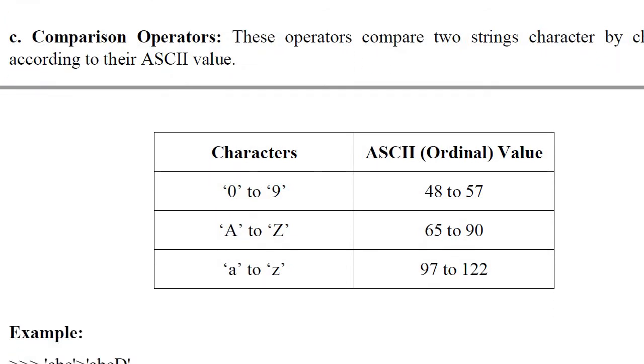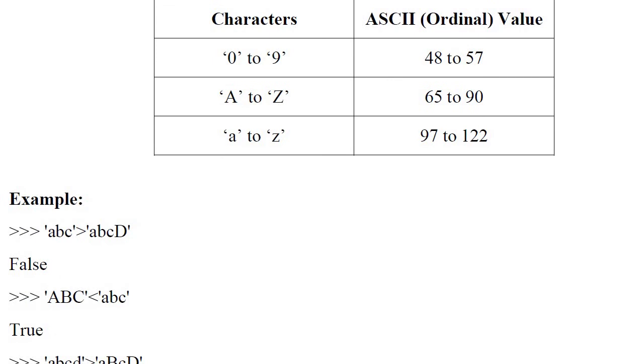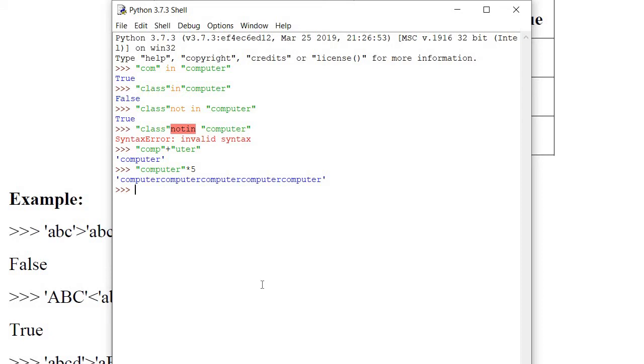Now let's see the next thing, the comparison operator. As the name suggests, if you want to compare two or more things, then you can use the comparison operator. Basically this operator is used for comparing two or more strings, character by character, according to their ASCII value. Now let's see. If I write here ABC greater than ABC, it will say false because both the strings are equal.